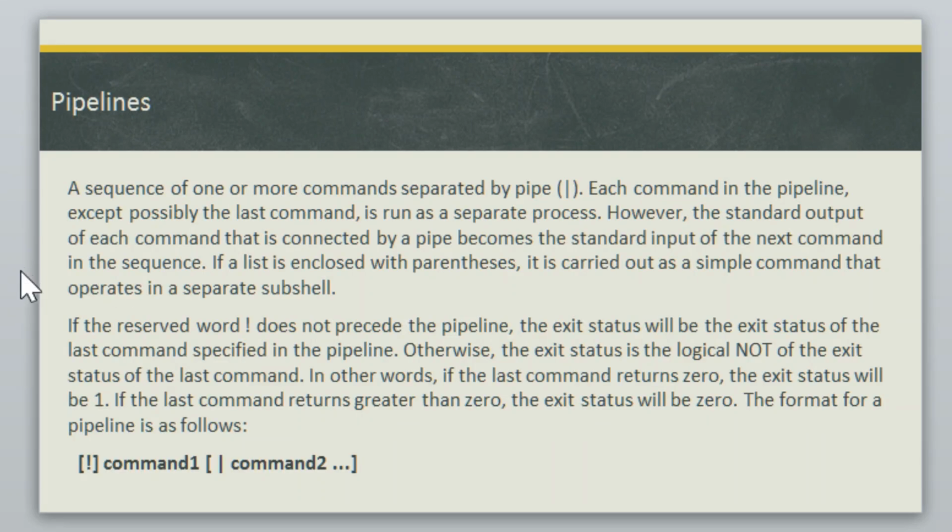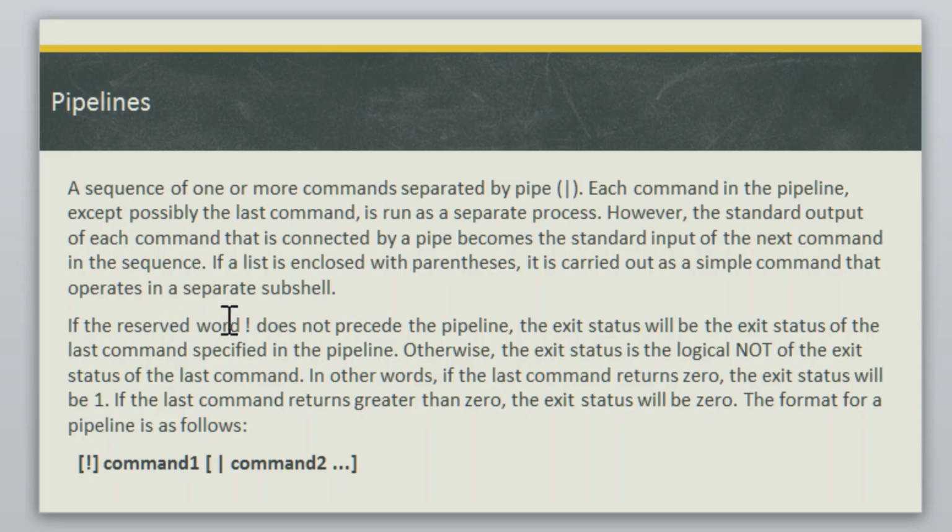A pipeline is a sequence of one or more commands separated by a pipe, which is this vertical bar, which is above the enter key or return key on a keyboard. Each command in the pipeline, except possibly the last command, is run as a separate process. However, the standard output of each command that is connected by a pipe becomes the standard input of the next command in the sequence. If a list is enclosed with parentheses, it is carried out as a simple command that operates in a separate subshell.